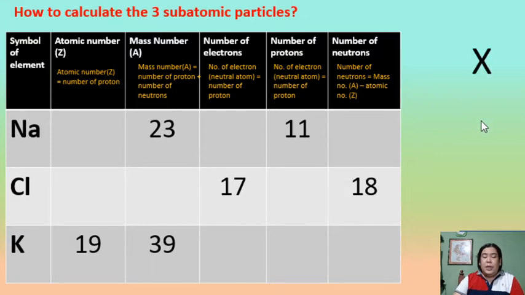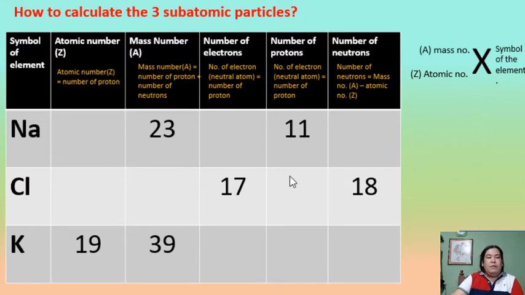Okay, in symbol, ganito natin sinusulat yung representation ng atom. So let X represent the symbol of the element. Lahat ng nasa taas na information, that is the mass number. And then yung nasa baba, that is the atomic number. So let us complete all the information needed in this data table.